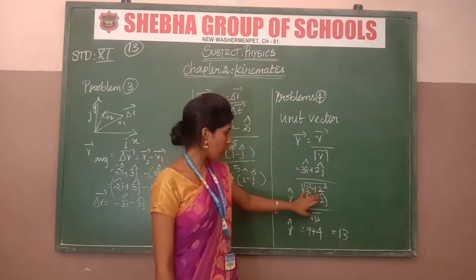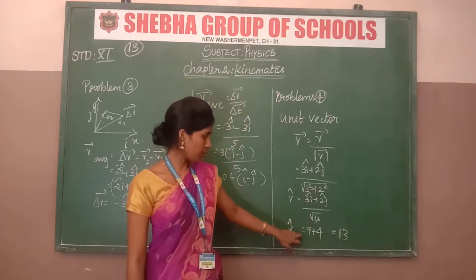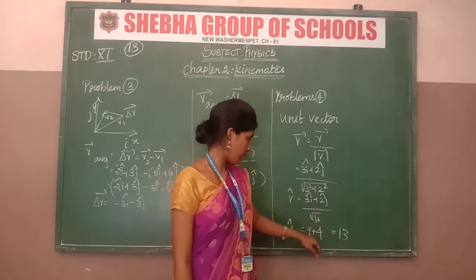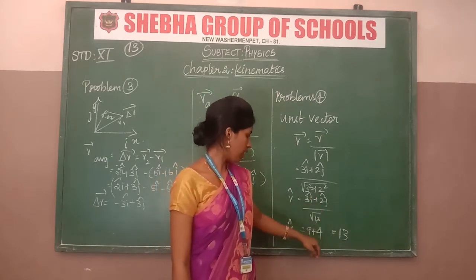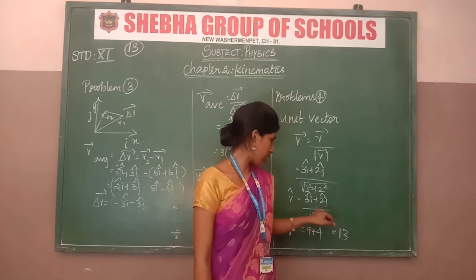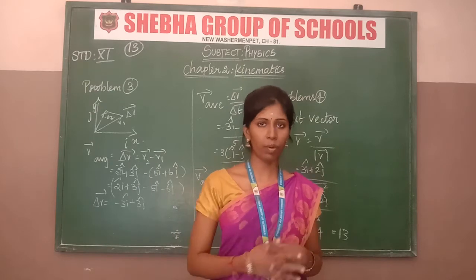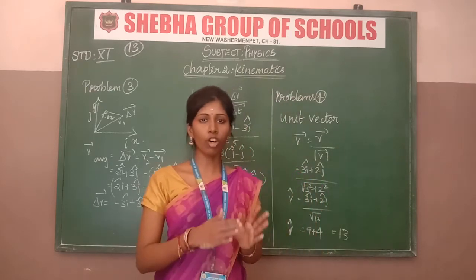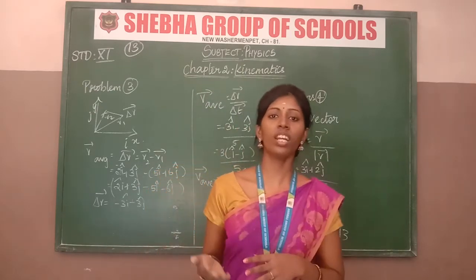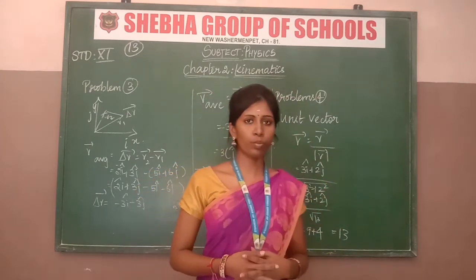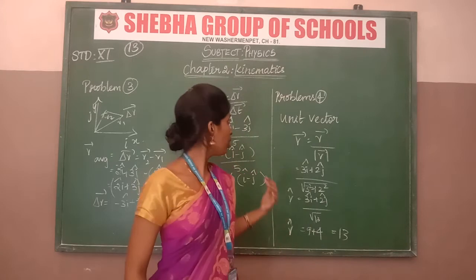So this is the modulus of the value. R cap is equal to the vector divided by its modulus. We have a common value: 9 plus 4 is equal to 13. So finally, we have the unit vector r cap. Because the magnitude is changed, it is put into the direction of vector form. Okay? So in the vector form, we will substitute. Okay? This is the answer of the fourth problem.